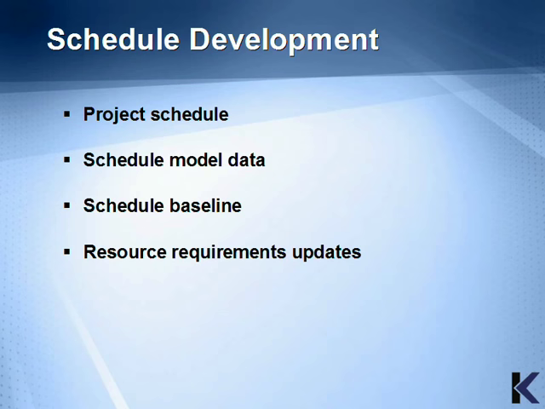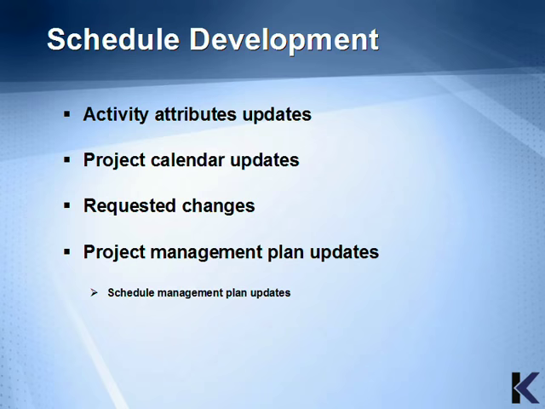In this section, we'll review the outputs of the schedule development process. Schedule development should result in the project schedule, the schedule model data, the schedule baseline, the resource requirement updates, the activity attribute updates, project calendar updates, requested changes, and the project management plan updates, which specifically would include the schedule management plan.